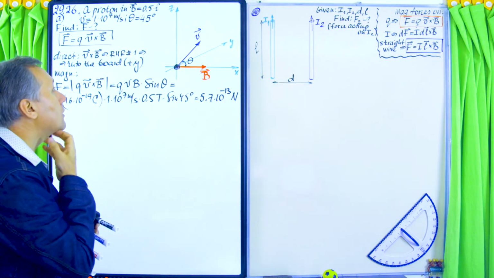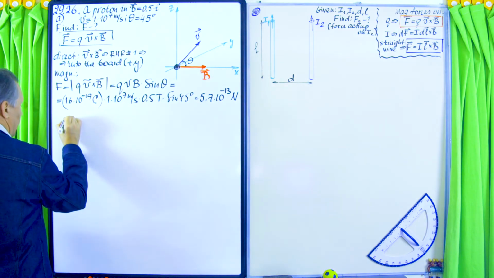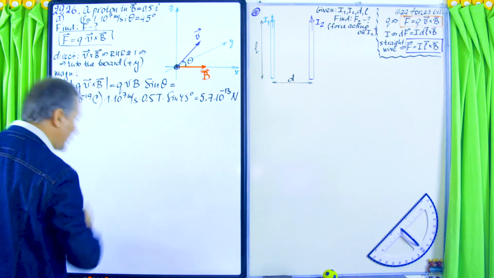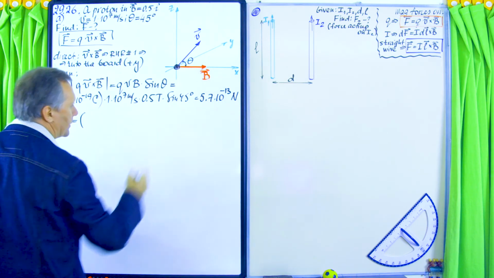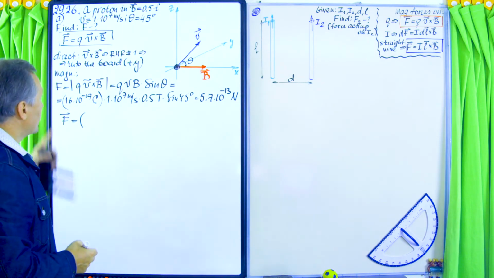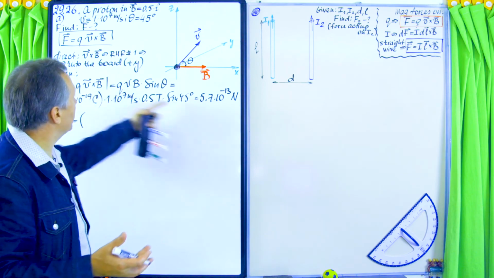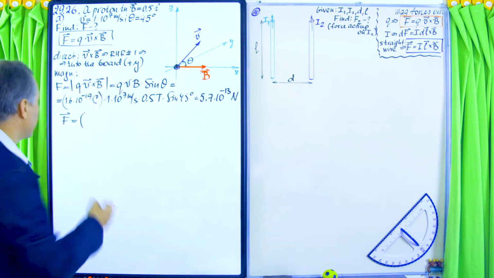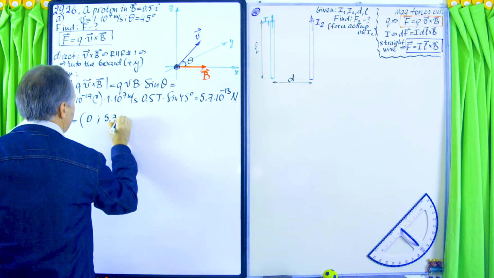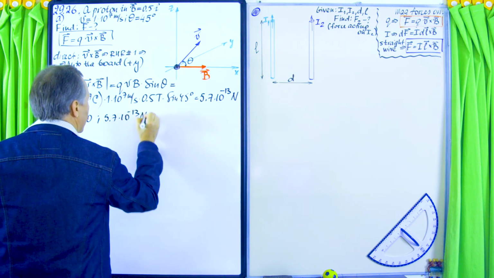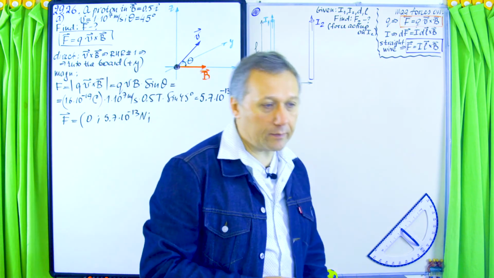We need to write it in a component form. So basically, I want to write it in this way. Okay, using parentheses. F equals X component, then Y component, and Z component. So what's the X component of this force? 0. Because the whole force is in the Y direction. So X component is 0. Then Y component, of course, this: 5.7 times 10 to the power of minus 13 newtons. And then Z component also 0, because the whole force is in the Y direction.